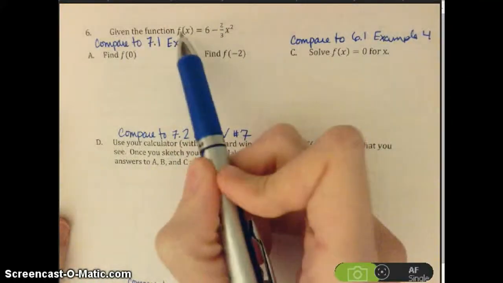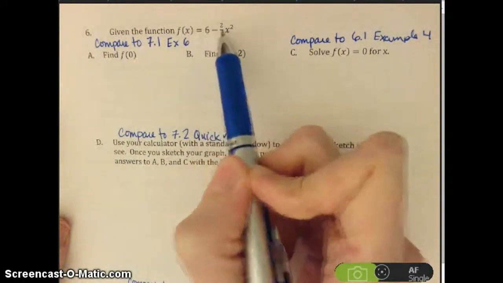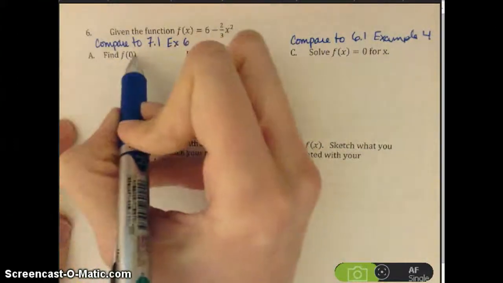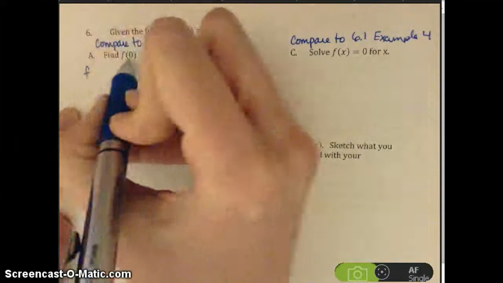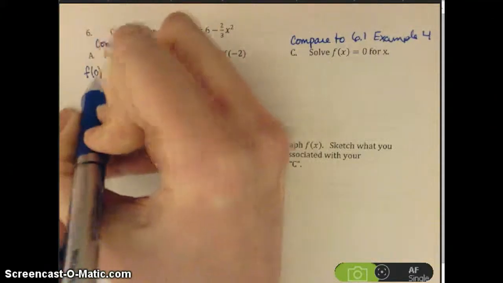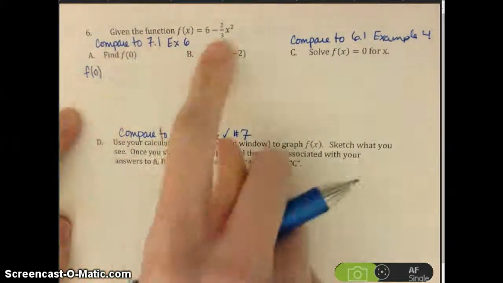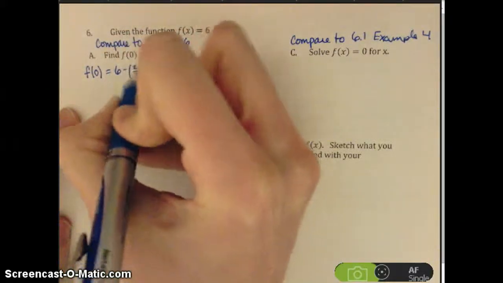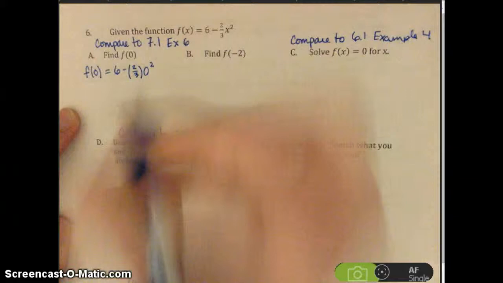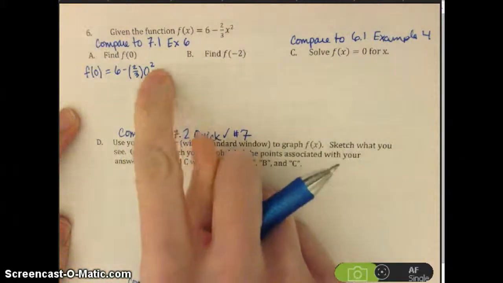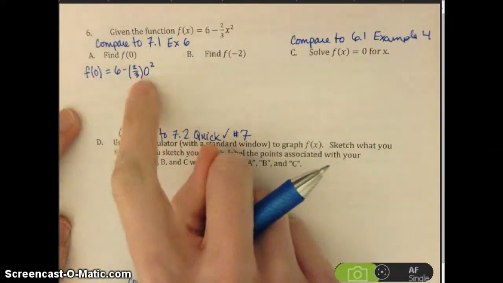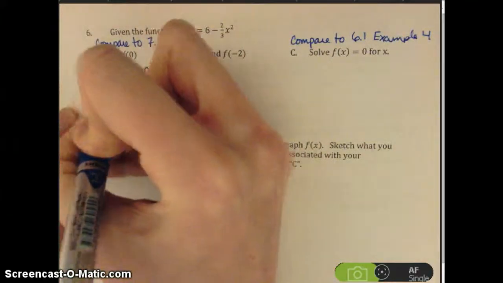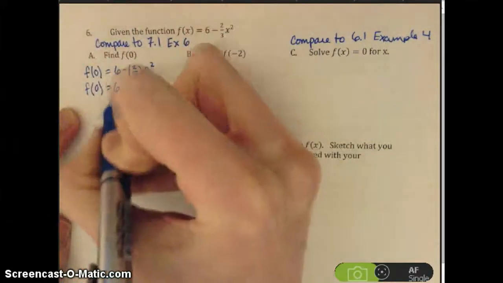In this problem, we're working with a function f of x equals 6 minus 2/3 x squared. First, we're supposed to find f of 0. So that 0 inside the parentheses means that's what we're going to plug in for x. Zero squared is 0, and 0 times 2/3 is 0. So here we just end up with the statement f of 0 equals 6.